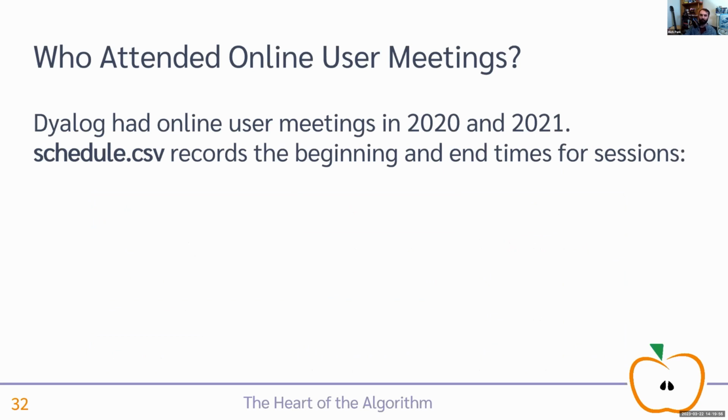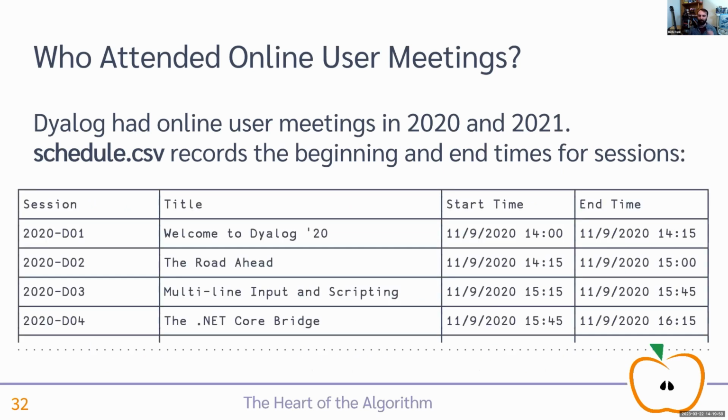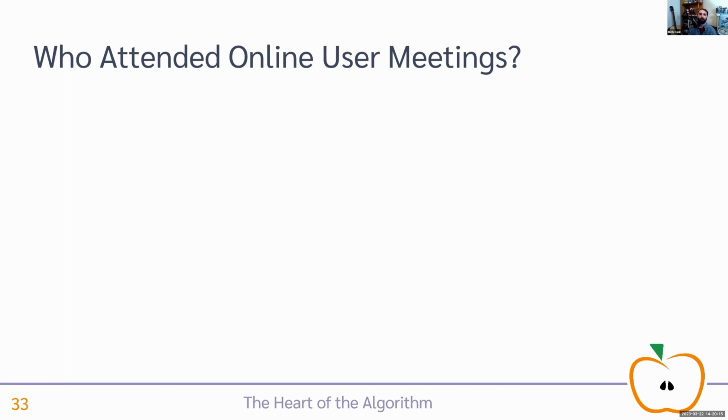And also we have the schedule, obviously, because we make the schedule ahead of time. So we've got some session IDs that I don't really use. We have the titles of each session or each talk, the start time and the end time. And so the question is, who attended online user meetings? What we want to find out is, for each person who came, which sessions did they come to see? Which sessions did they attend?